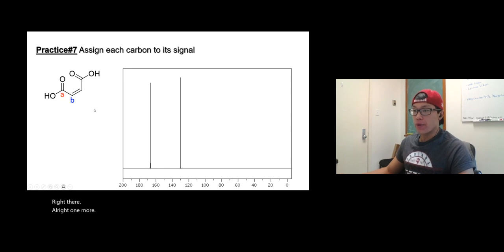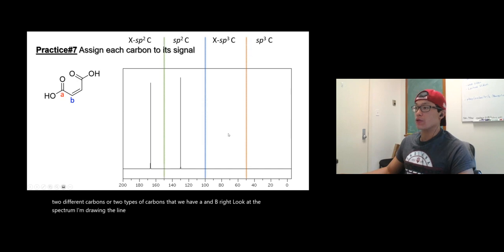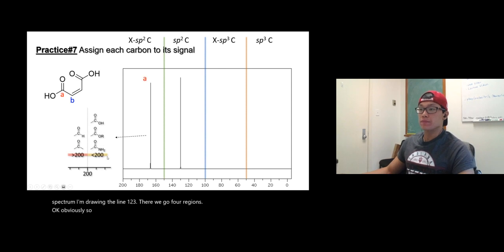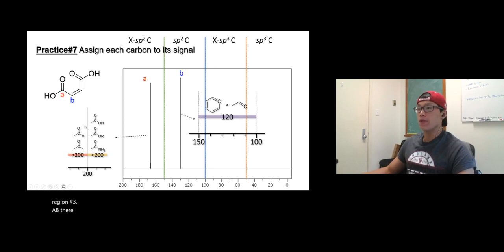Next practice. Okay, so same thing, 4 carbons, but they got symmetry. So A and B, you got only two different carbons, so 2 types of carbons. So we have A and B. All right, look at the spectrum. I'm drawing the line, 1, 2, and 3. There we go, 4 regions. Okay, obviously A is the acid right there, and B is an sp2 carbon of alkene, so it appears in region number 3, A and B. There we go.